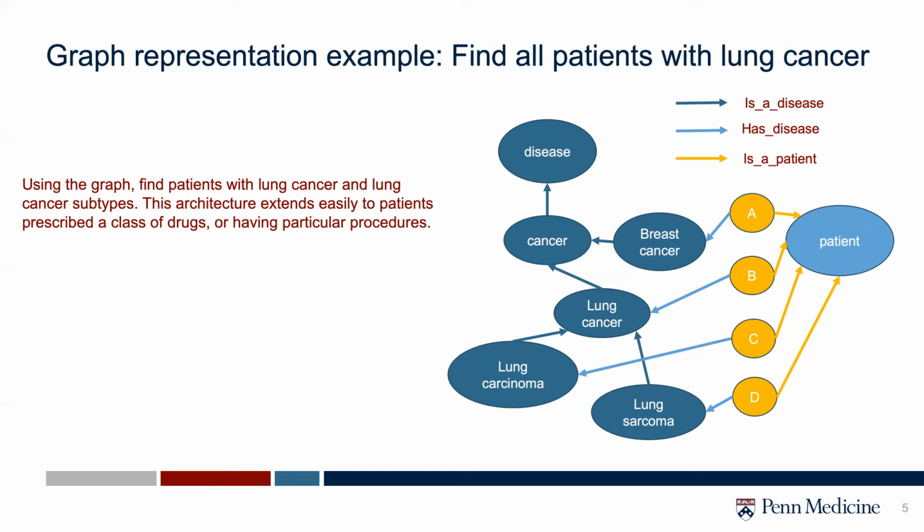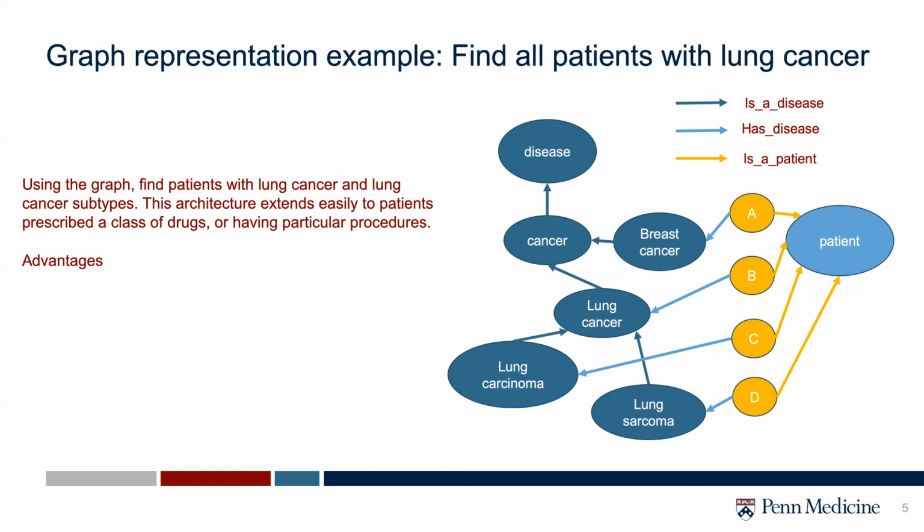Thus, you can read this graph as a series of semantically rich statements, such as A is a patient, and A has breast cancer, which is a cancer, which is a disease. Such a representation can be easily queried to identify a patient cohort from any location in the graph. And finally, the graph can be enriched with new nodes and relationships at any time.